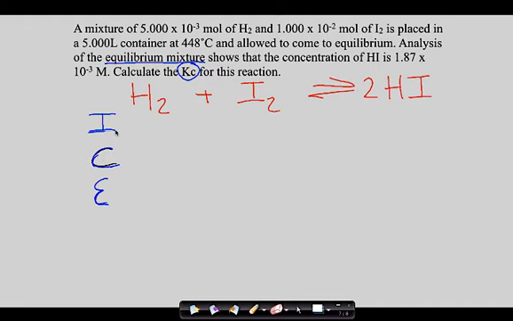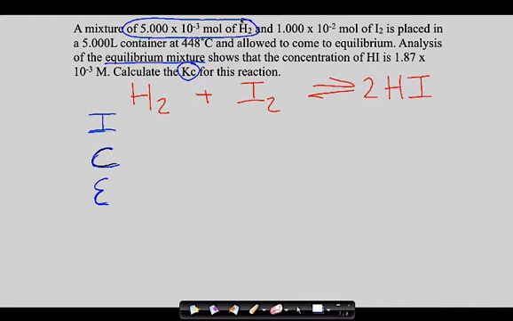So let's now go back to the question and let's glean and organize all the information that we can find. So guys, here's a bit of information that we're given. 5 times 10 to the negative third moles of H2. But you'll notice that this and that are placed in the container and then allowed to come to equilibrium. So this is not an equilibrium amount. This is an initial amount. So this is going to go on the initial line. But guys, right here, I cannot write 5.00 times 10 to the negative third moles. Why not? It's not a molarity.